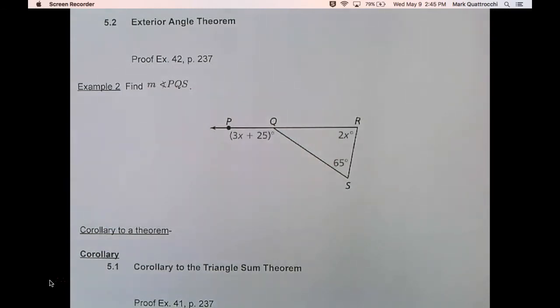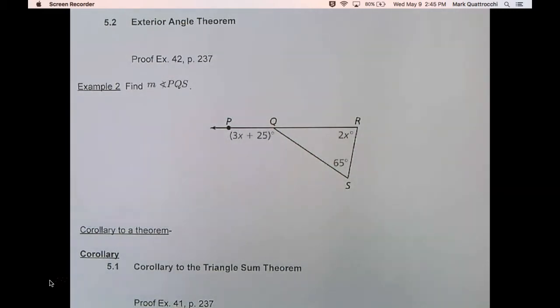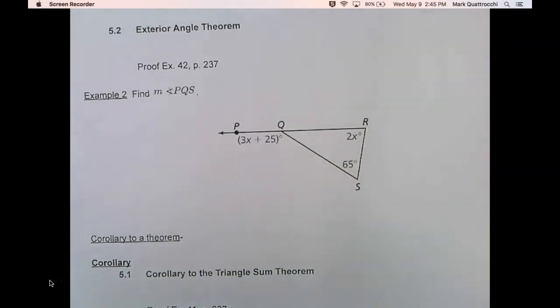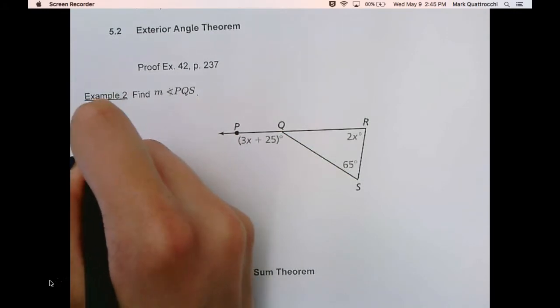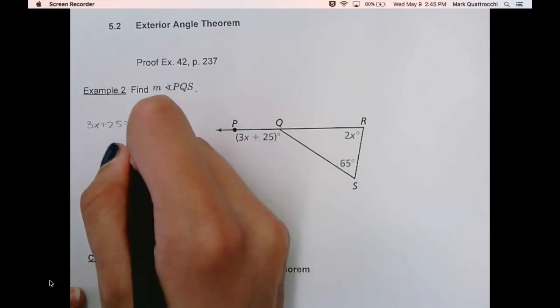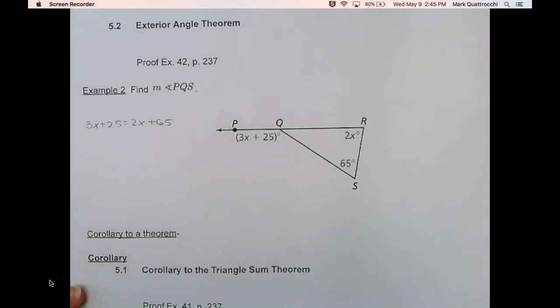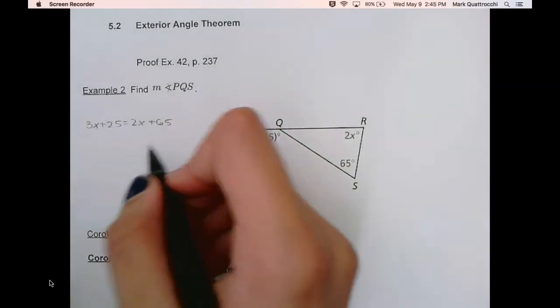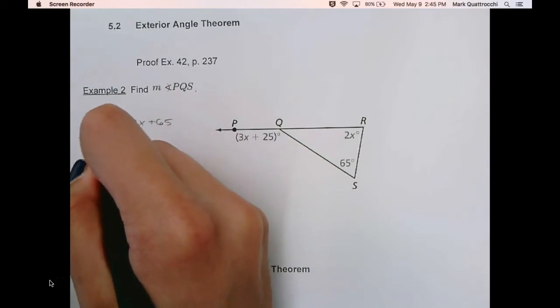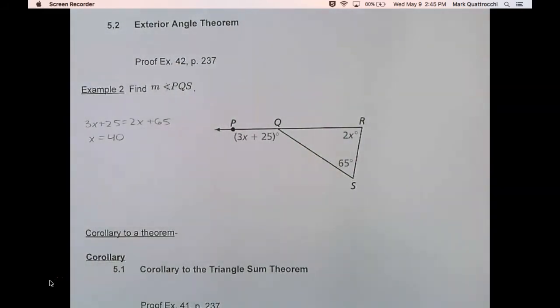Example 2. We need to find the angle measure of angle PQS. So using the exterior angle theorem, we can form the equation 3x plus 25 equals 2x plus 65. And then we can solve for x. So we end up getting x equals 40.